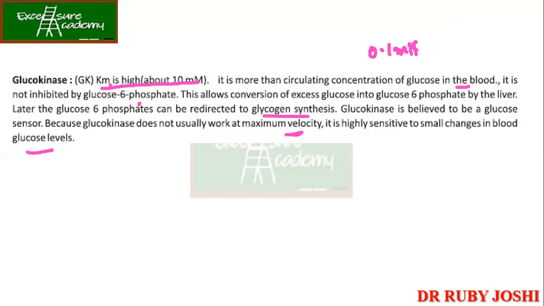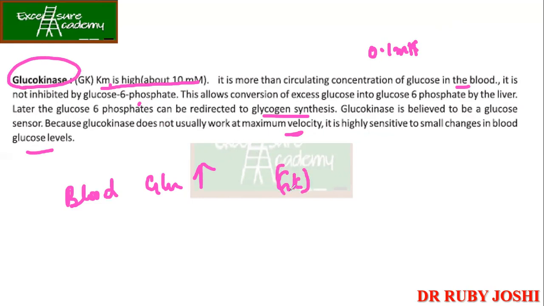Since its Km is so high, glucokinase will have lower affinity, okay? So however much the glucose in your blood increases, suppose the blood glucose level is increasing, because of this increase in glucose concentration, glucokinase is not going to be affected. It will not be inhibited. On the contrary, what will it do? The excess glucose will be converted into glycogen.